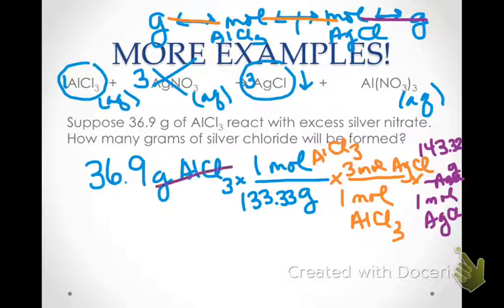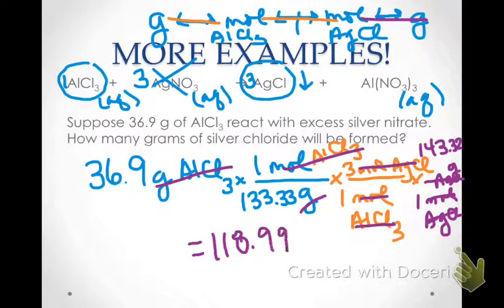So that means grams of AlCl3 cancel, moles of AlCl3 cancel, moles of AgCl cancel, and I'm left with grams of AgCl. And when I take 36.9, divide by 133.33, multiply by 3, and multiply by 143.32, I get something like 118.99 grams of AgCl.